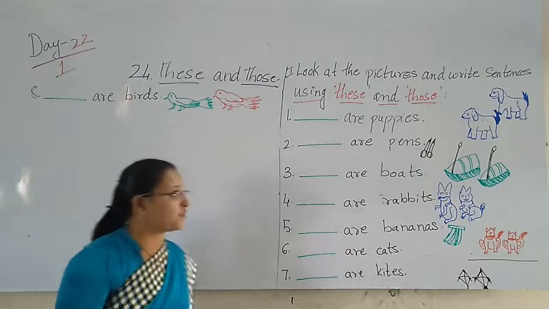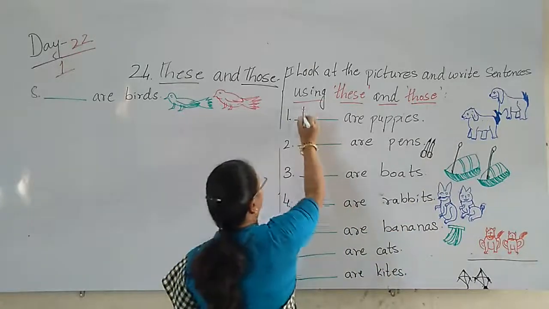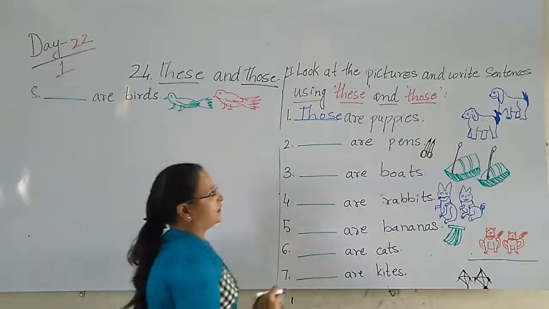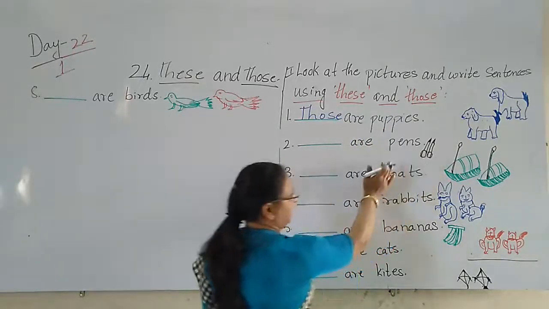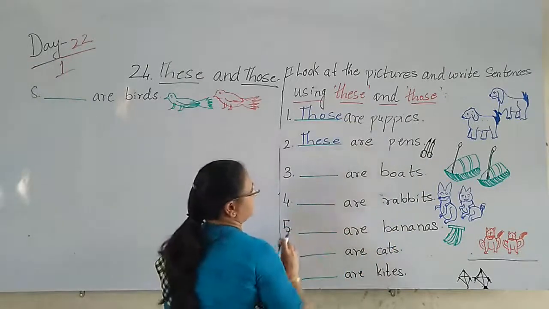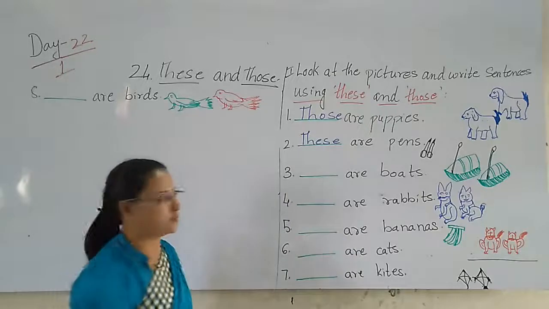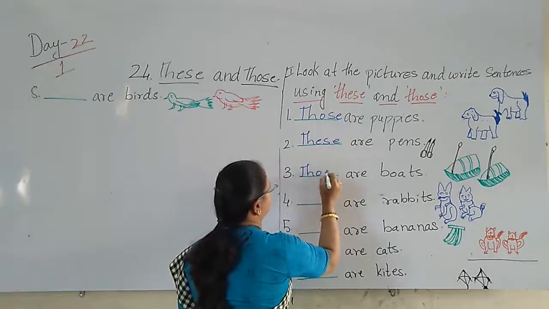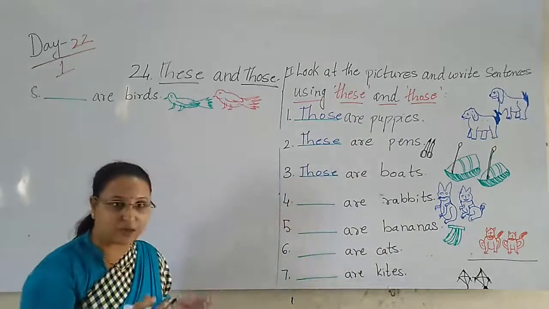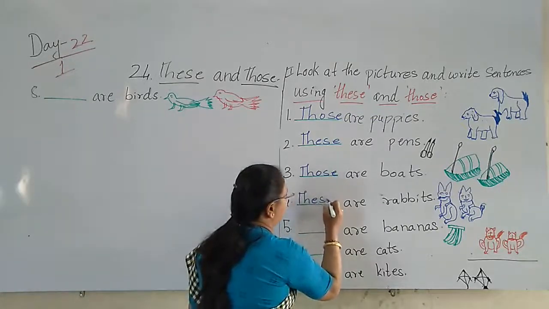those. So first one, the puppies are very far. So we use what? Those are puppies. Dash are pens. So they are very near to us. Then we write here, these are pens. Dash are boats. The boats are far away from us. So we use those are boats. Here, dash are rabbits. The rabbits are very close. They are sitting very close to us. So we use these are rabbits.